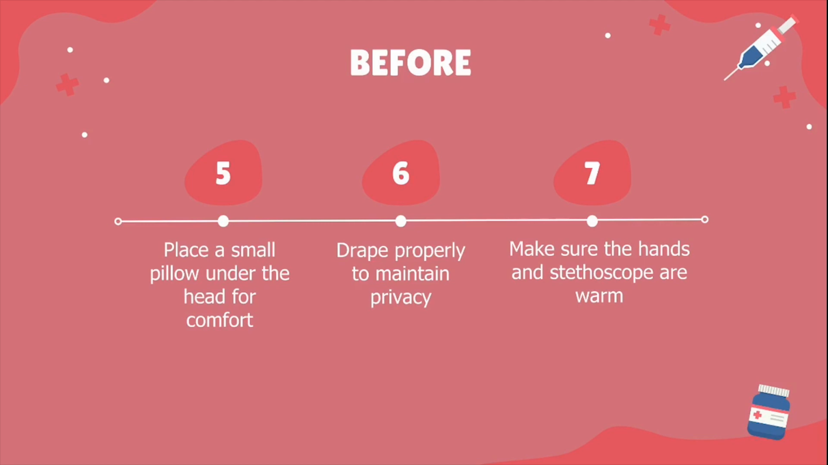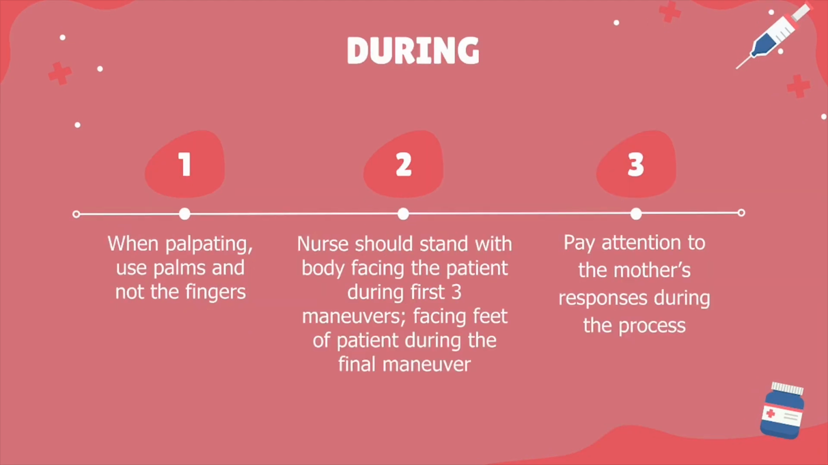And lastly is to make sure the hands and the stethoscope are warm before coming in contact with the patient's abdomen. It is because cold hands can stimulate uterine contraction. Let us proceed to the nursing responsibilities during the procedure.